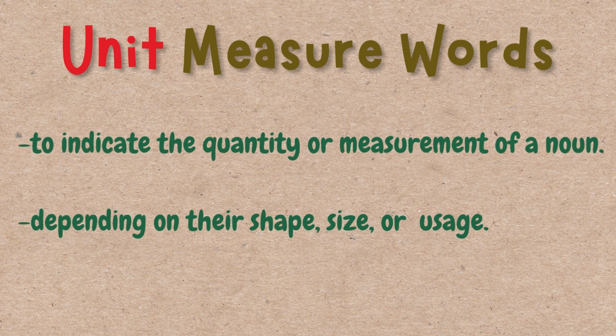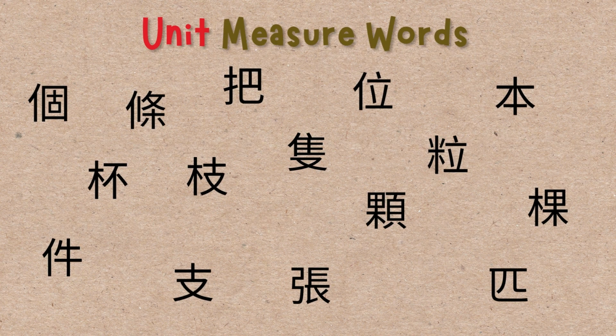Different unit measure words are used for different nouns depending on their shape, size, or usage. For example, when referring to a single piece of fruit, you would use the unit measure word 个, as in 一个苹果, meaning one apple. It is important to use the correct unit measure words for each noun, as using the wrong one can lead to confusion or even change the meaning of the sentence.